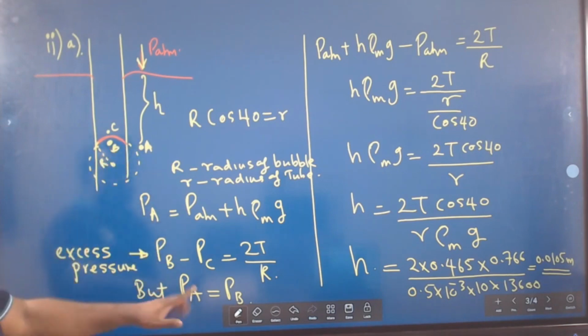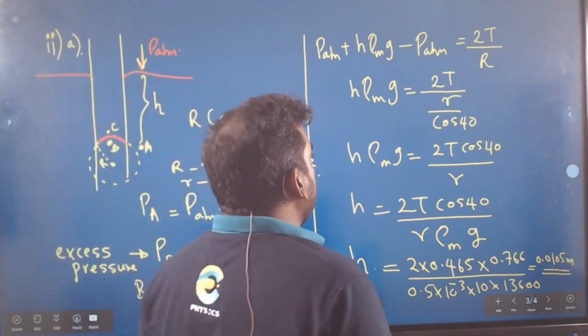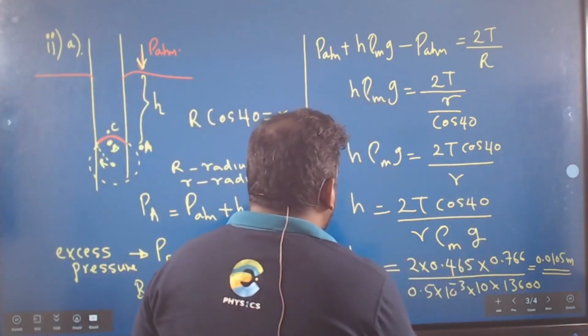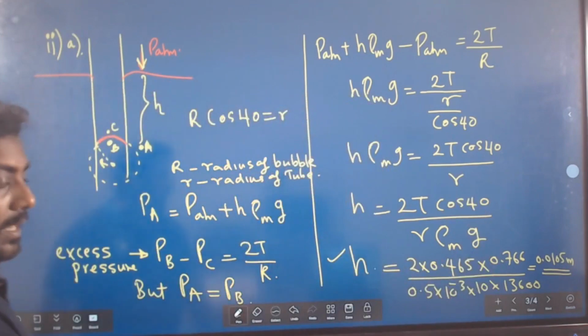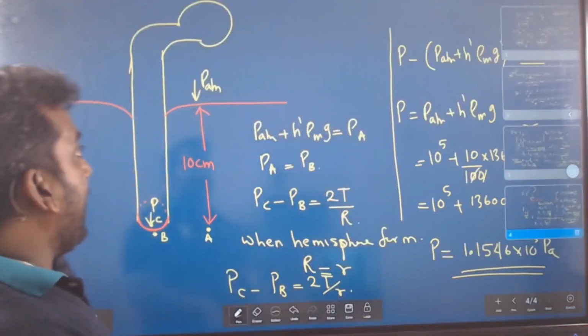But PA equals PB. PC is also open to atmosphere. Simplify this, and we can find the capillary depression.